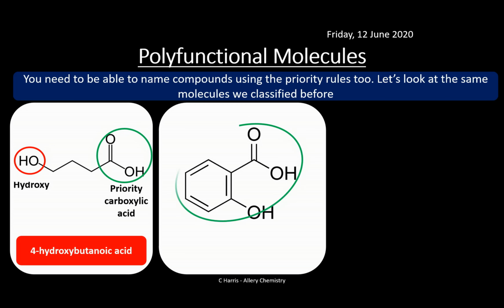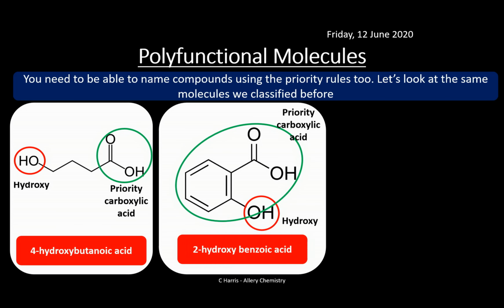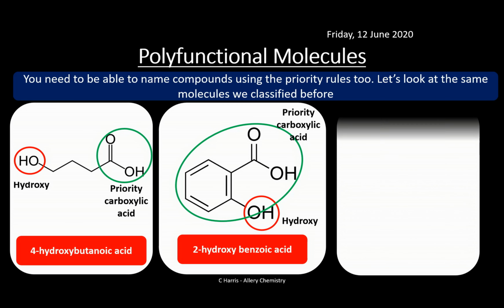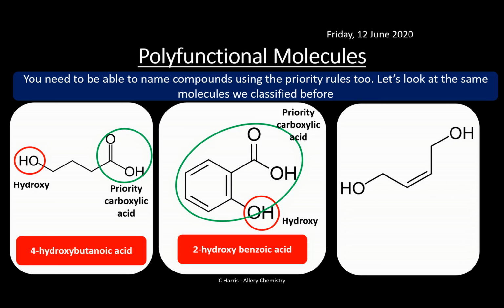Okay, so this one's going to be that. There's your priority carboxylic acid. And we have our hydroxy group, as you can see in the bottom there. So this is 2-hydroxybenzoic acid. Okay, so benzoic acid is the priority. That's the carboxylic acid, and you've got a hydroxy coming off the second one. Okay, so it's not a phenol. Right, and then the last one, this one here. So pause the video, see if you can work it out.